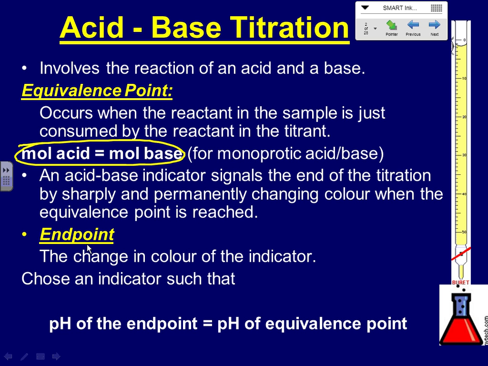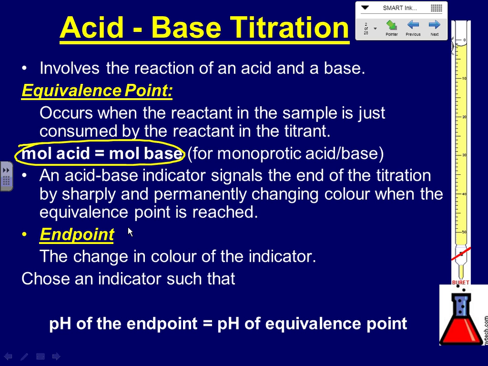We also know from last year that there is an end point in a titration, and that's the point at which the color changes for the indicator, all right? So they're actually two separate things. An indicator actually has to be chosen so that it changes color at the right time, okay? Because sometimes we can have the moles of acid equal to the moles of base, but it may not take place at the same pH as, say, the end point, all right?